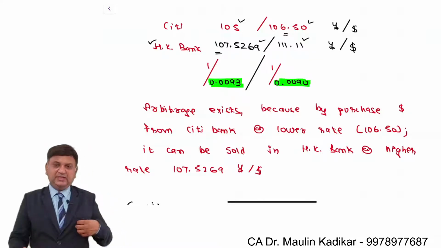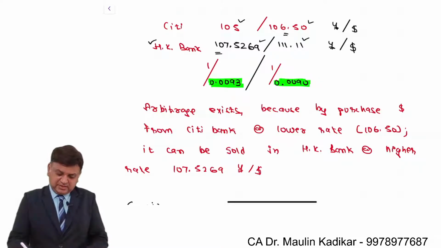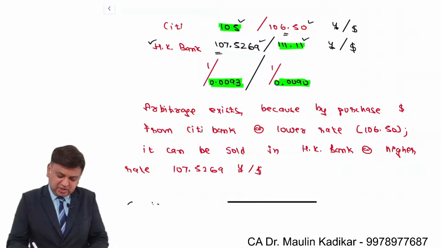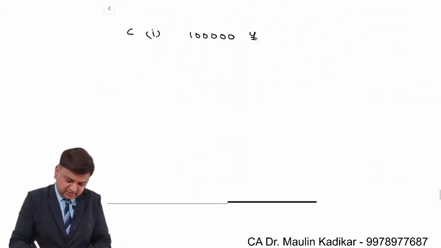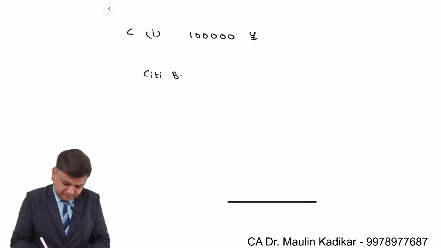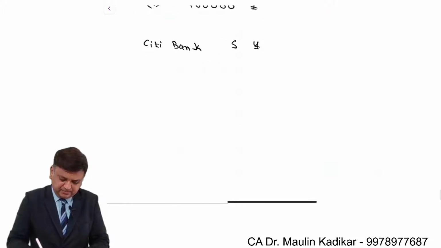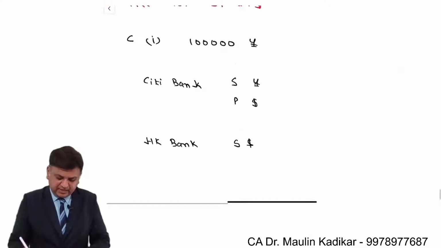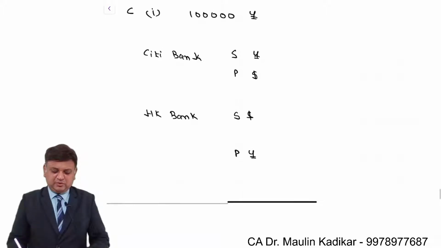So friends, over here, let us understand how you will make the arbitrage. As I have explained to you, importantly you need to understand that purchasing dollar from here and selling dollar over here will incur a loss. So you cannot do like that. Purchasing dollar from here and selling dollar over here will only give you a gain. So in Citibank you have to do the transaction of sell of yen and purchase of dollar, and in Hong Kong Bank it is sell of dollar and purchase of yen.